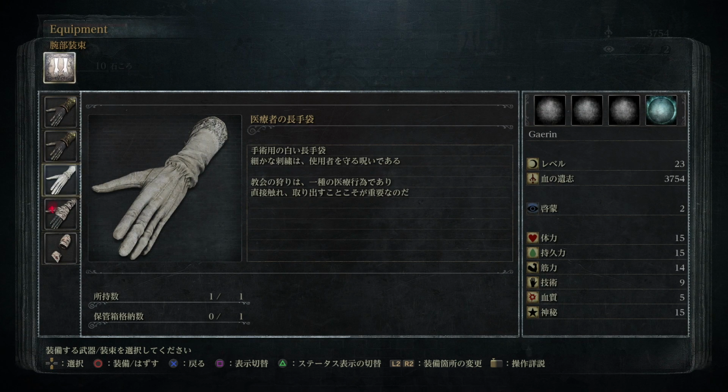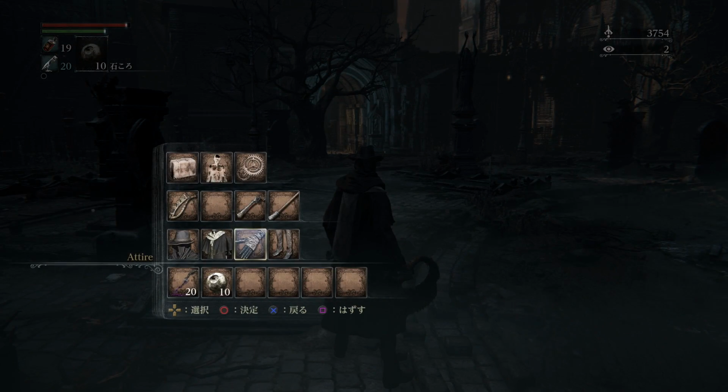Surgical long gloves. White surgical gloves. The intricate embroidery weaves a spell that protects their wearer. The church engages in the hunt in a medical capacity. When a cancer is discovered, one must pinpoint its location, reach in, and wrench it from the host's bosom.